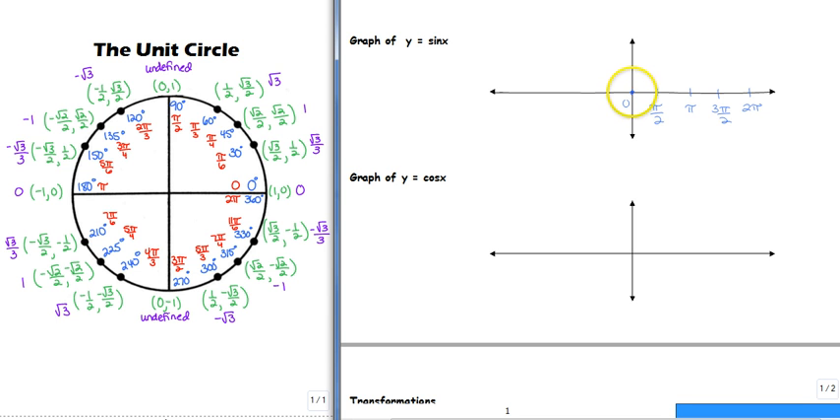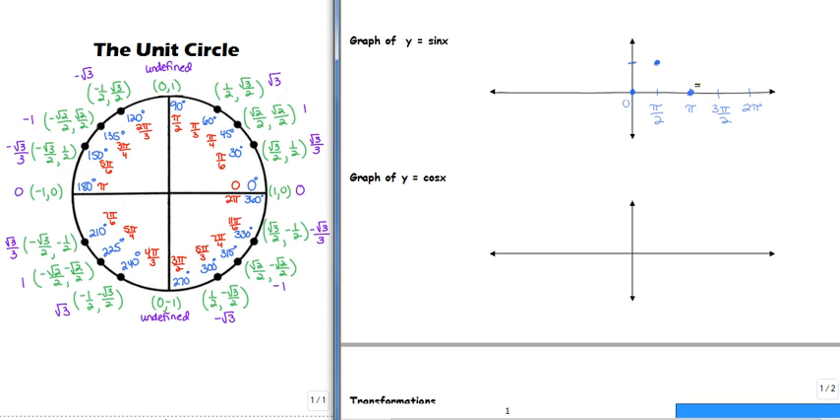If I'm at 0 radians and I'm graphing sine, what is my sine value? Sine of 0, I go to 0 radians. My sine is my y, so I'm at 0, 0. So here's my first point. Then I'm going to go to pi over 2. I want the sine value of pi over 2. Sine value is going to be 1. So when I have pi over 2, I have a value of 1. Next point is at pi. I want the sine value of pi, so I go to pi. My sine is y. I'm back at 0.